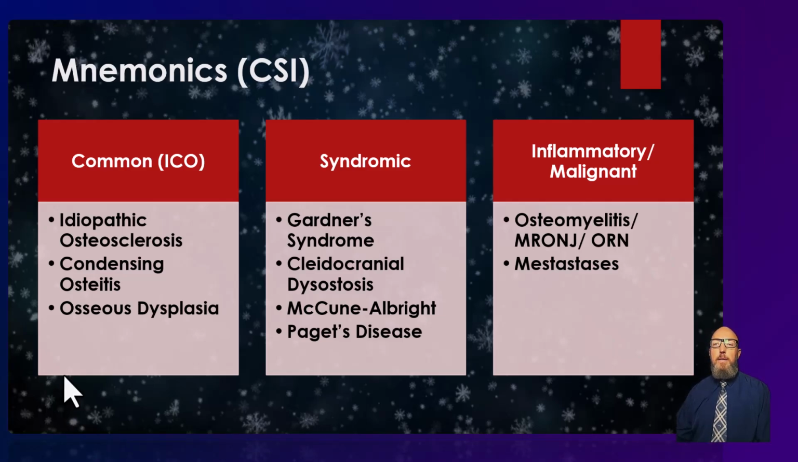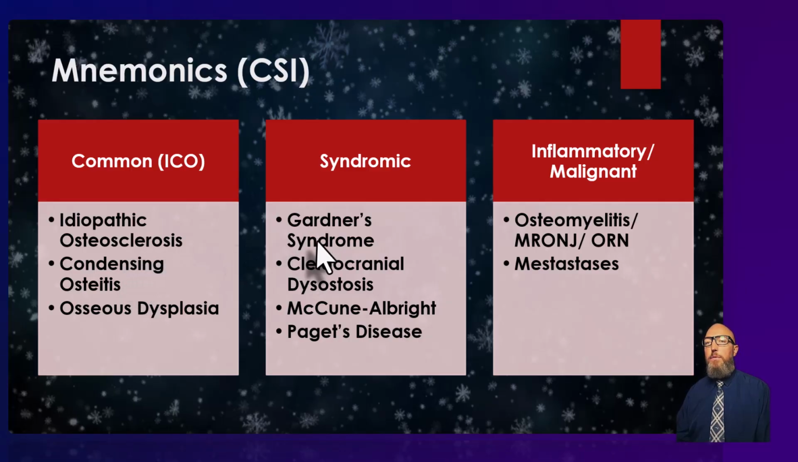C is for common, the entities you already know: idiopathic osteosclerosis, condensing osteitis, and osseous dysplasia, or the ECO trio, from the common paradental, if you remember the CHICO acronym. So now it's appearing in multiples. That's why it's on this lecture.